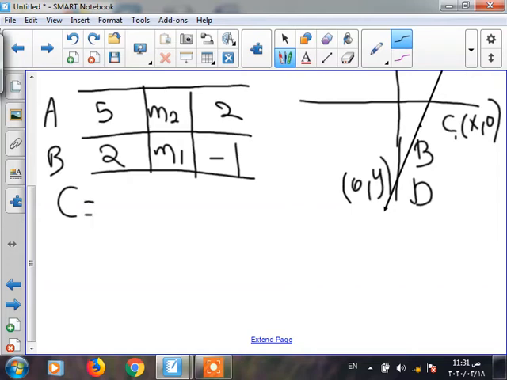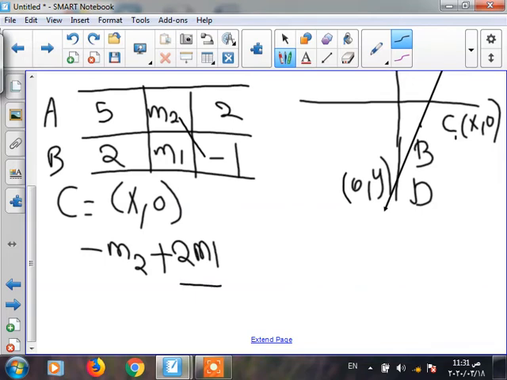Doesn't it equal x and 0? Don't we have the value of y? So from the value of y, which is 0, we can find the ratio. Because if you apply the rule, -1 times M2 will be -M2, plus 2 times M1, it will be 2M1, over M2 plus M1, this is going to be 0.